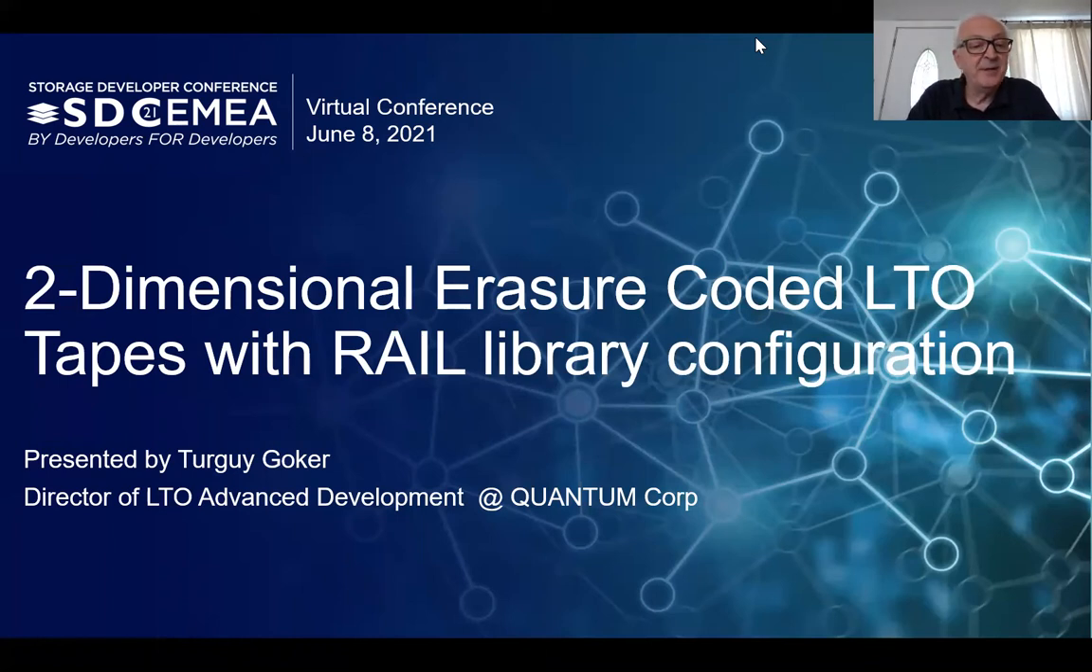I will be talking about two-dimensional erasure coded LTO tapes with RAIL library configuration. RAIL stands for Redundant Array of Independent Libraries. The first section of my talk will focus on tape roadmap and tape format technology. The second section will focus on detailed tape errors and erasure code technology with RAIL.